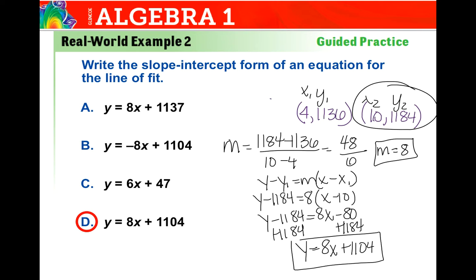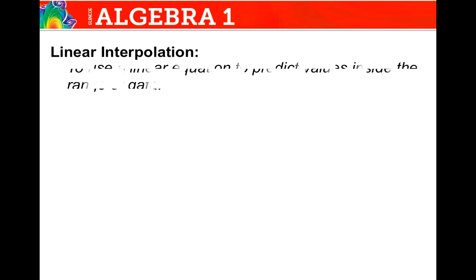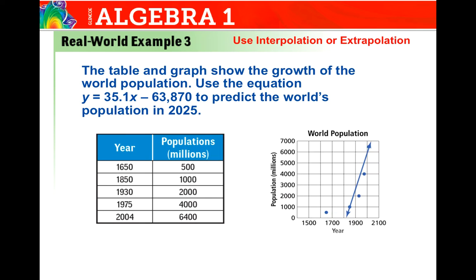All right. Moving on to linear interpolation. So linear interpolation is used to predict values inside of a range of data. So using that line of fit that you wrote, the equation for the line of fit, to make predictions. So first example, the table here and the graph show the growth of the world population over time. Okay, we looked at this already. We went through and we wrote this equation earlier in the lesson.